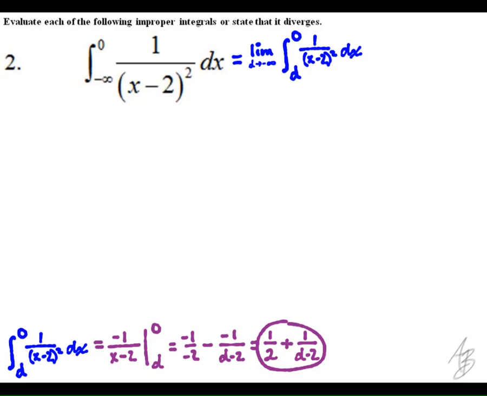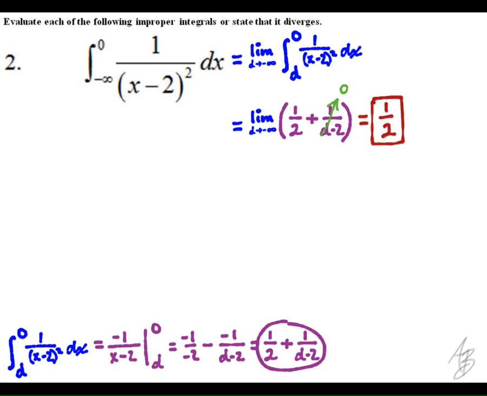The antiderivative of 1 over (x minus 2) squared is going to be negative 1 over (x minus 2). You can get this by using the power rule, rewriting this expression as (x minus 2) to the negative 2. And then when we evaluate, we get 1/2 plus 1 over (d minus 2). So now we go back and we evaluate the limit as d approaches negative infinity of that expression. And plugging negative infinity in, we get 0 for that term, and so we get 1/2 again.